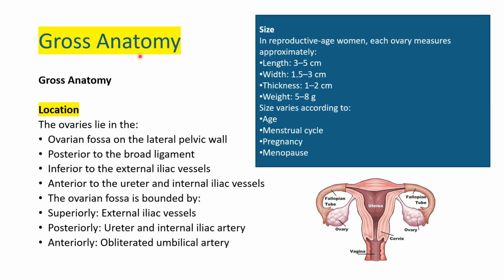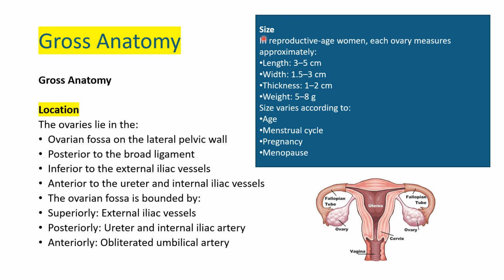So the gross anatomy of the ovary. Location: the ovaries lie in the ovarian fossa on the lateral pelvic wall. This is the lateral pelvic wall there. Posterior to the broad ligament, inferior to the external iliac vessels, anterior to the ureter and internal iliac vessels. The ovarian fossa is bounded superiorly by the external iliac vessels, posteriorly by the ureter and internal iliac artery, and anteriorly by the obliterated umbilical artery.